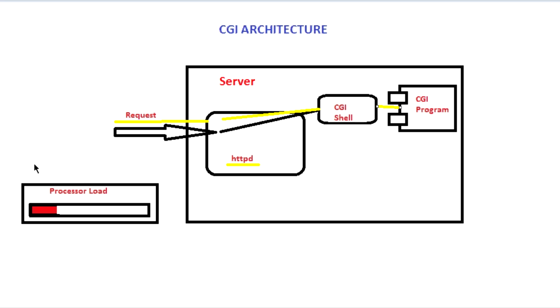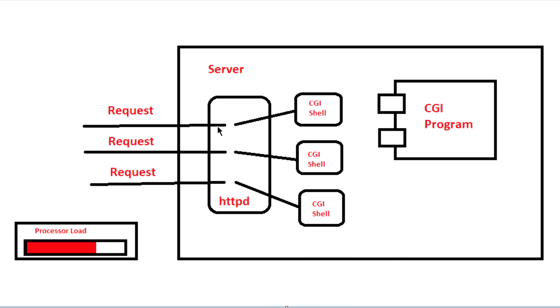So the main thing we have to consider here is the server load. You can see there is not a very heavy load on the server. So let's see what happens when multiple users try to access a server designed on a CGI architecture.